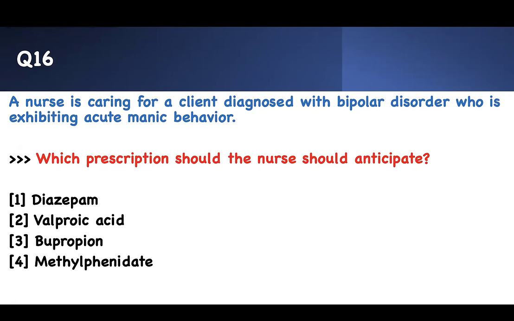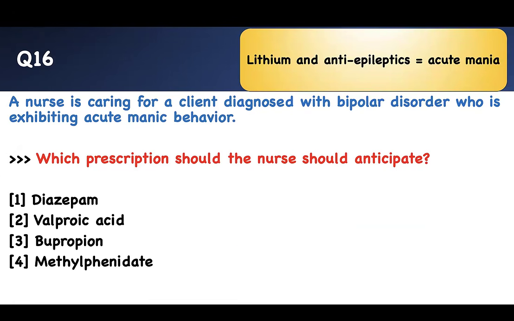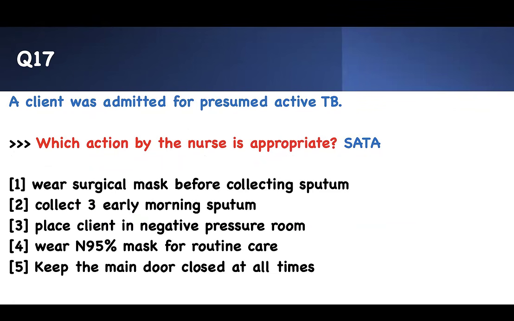1 and 2 are possible. Of course, we don't give benzos to a bipolar patient. Therefore, in the manic state, you can give them lithium or an anti-epileptic. Valproic acid is an anti-epileptic, and that's what you give to this patient. So know that. Write it down. Lithium and anti-epileptics are used for manic episodes. They are mood stabilizers in bipolar patients. Very, very important. 17. 3 questions more.